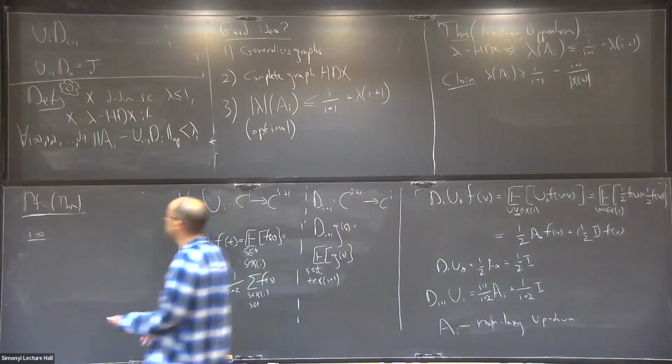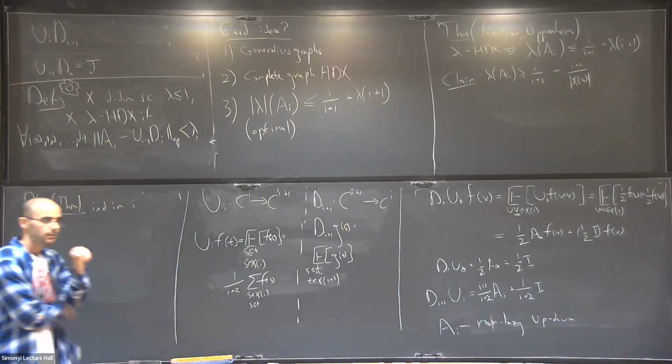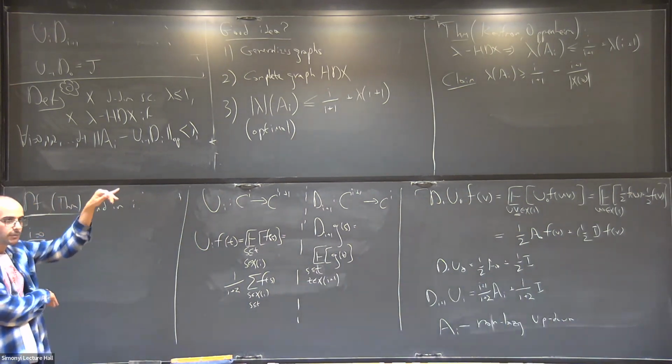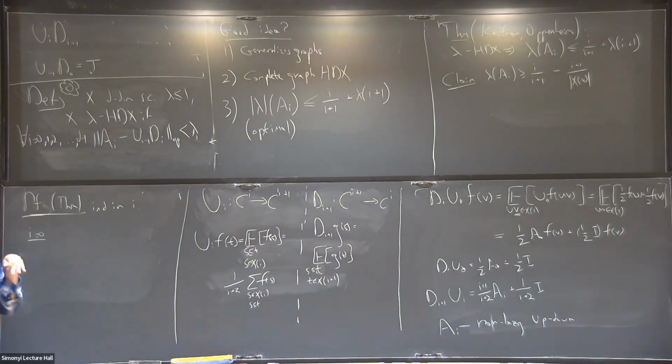So let's prove this. The dimension will give you the i over i plus 1 terms. And the lambda will give me lambda times i plus 1, which is the number of times I accumulate an error.